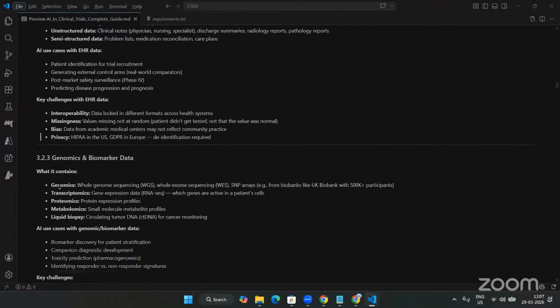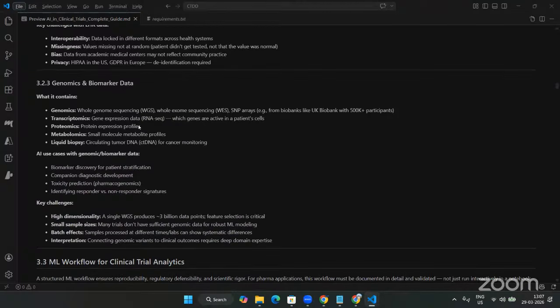Then another type of data which we have is genomics and biomarker data. What does it contain? Genomics: whole genome sequencing (WGS), whole exome sequencing (WES), SNP arrays, from biobanks like UK Biobank with 500,000 plus participants. Transcriptomics: gene expression data, RNA sequencing, which genes are active in a patient cell. Proteomics: protein expression profiles. Metabolomics: small molecule metabolite profile.